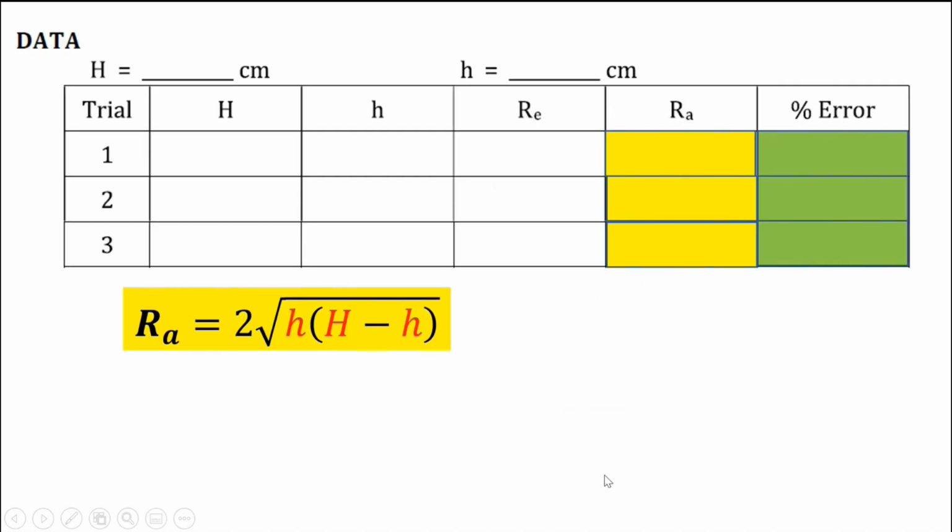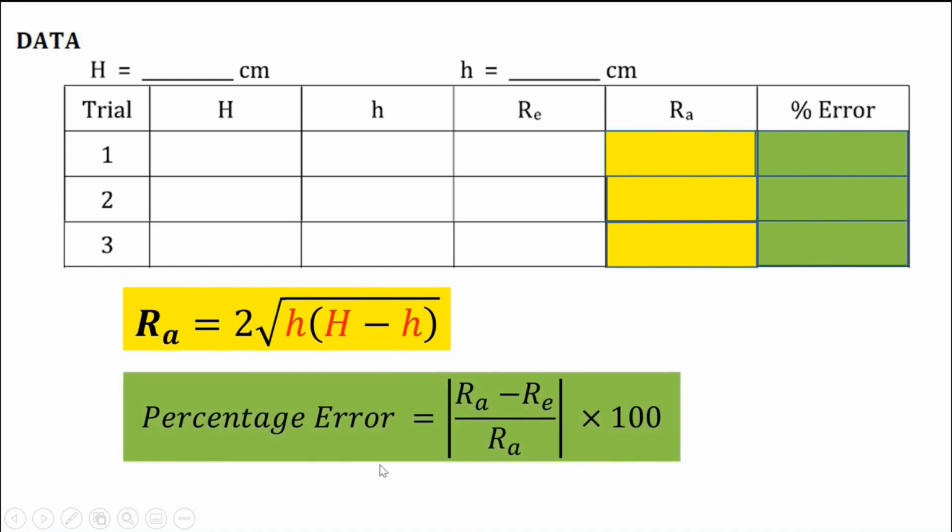Now again, we will compute the analytical range for this experiment for 3 trials, trial 1, 2, and 3. You can get the big height, the small height, and also the experimental range through the experiment. And we will compare the experimental range to our analytical range, so we have to compute the percentage error. The percentage error is equal to the analytical range minus experimental range divided by the analytical range, and you have to get the absolute value because it's always positive, times 100.